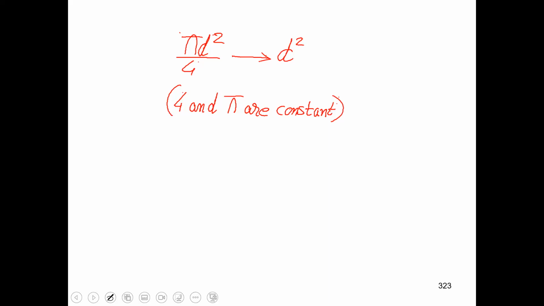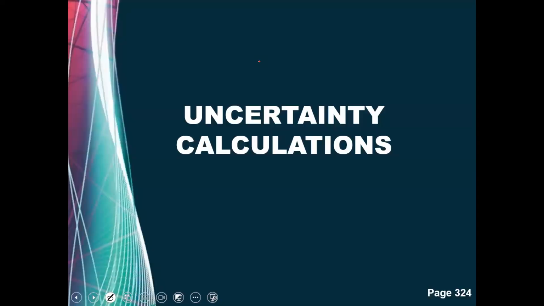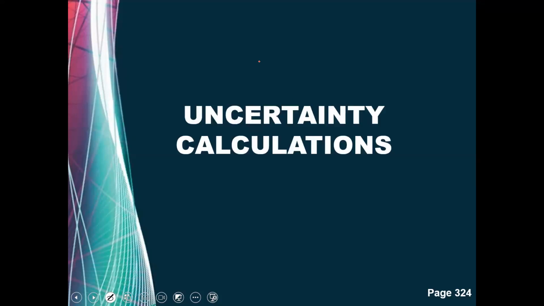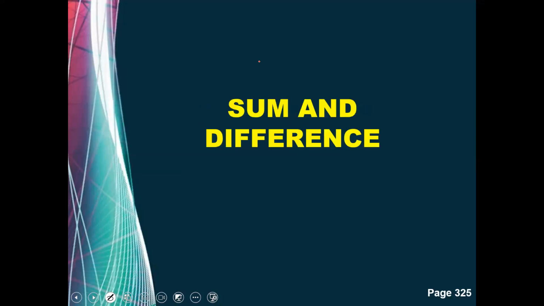Done, sir. Now, give a heading, uncertainty calculations. Done, sir. I'm putting the first calculation, which is sum and difference. So give the heading uncertainty calculation and then give a side heading sum and difference.